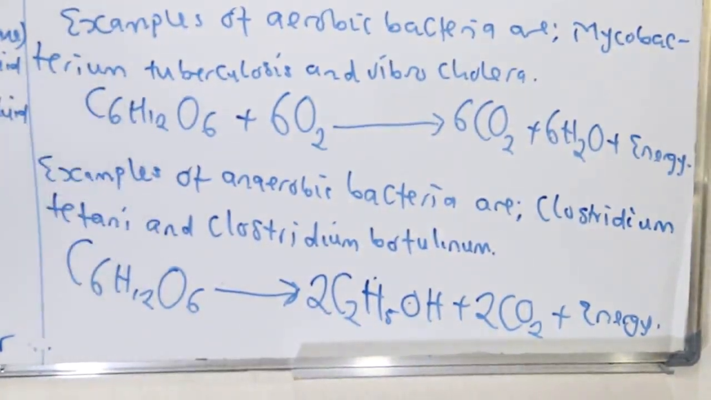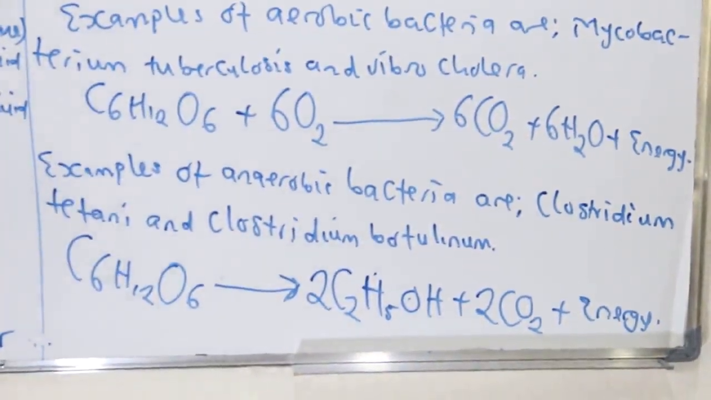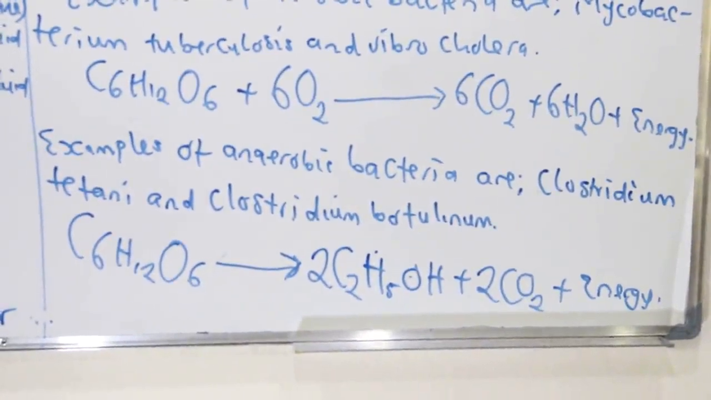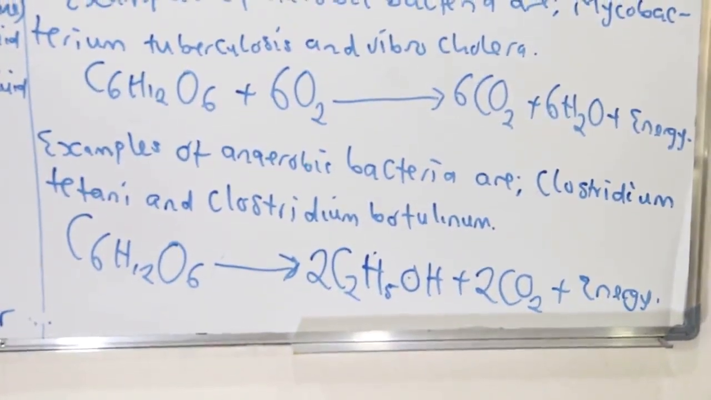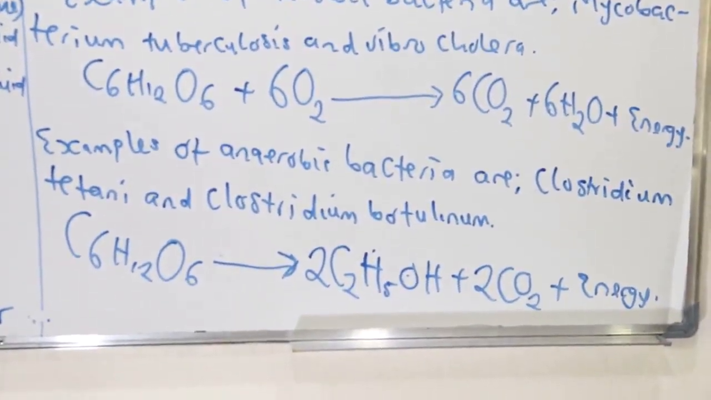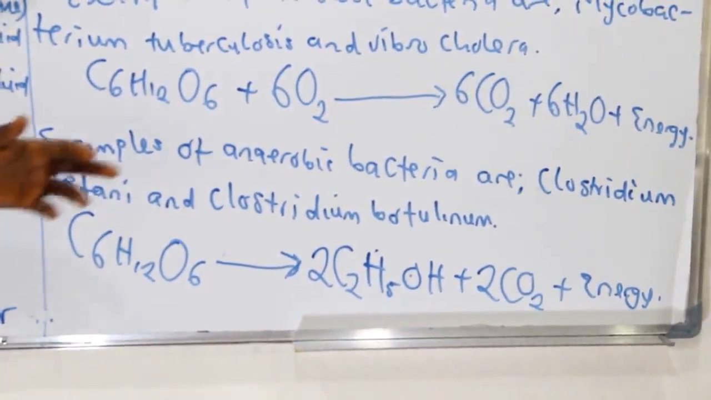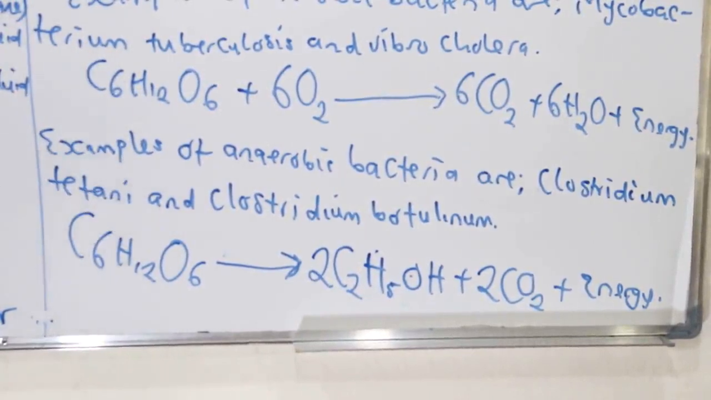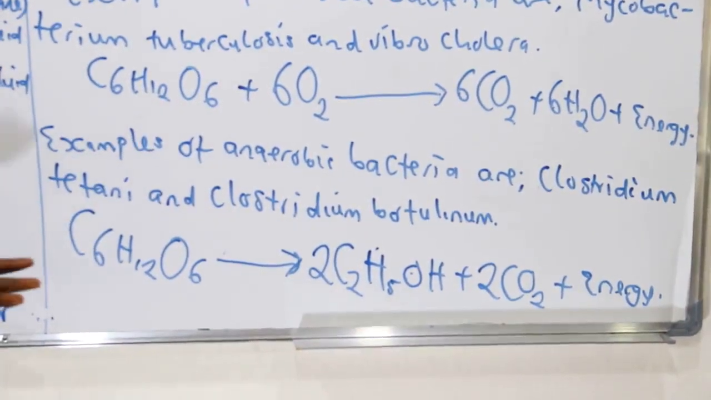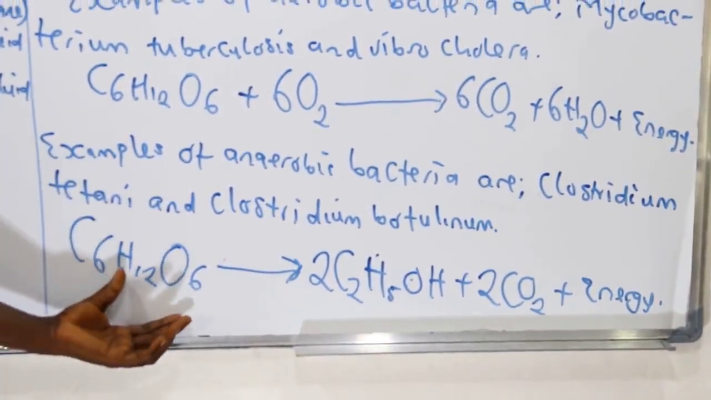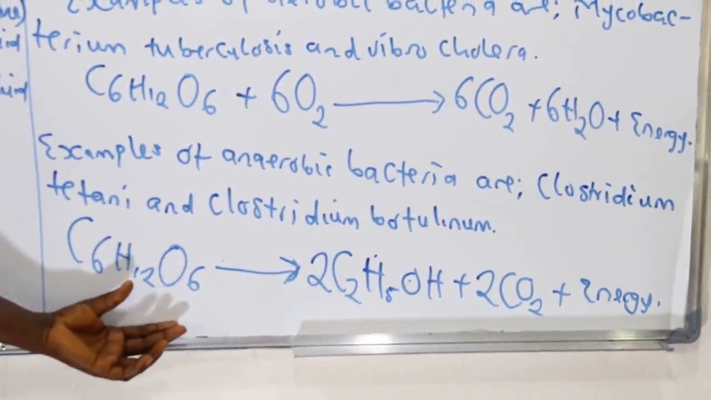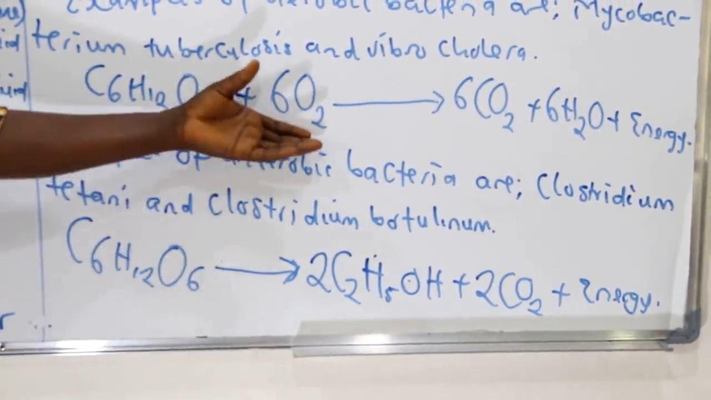Then the next one is example of anaerobic bacteria. These are bacteria that do not require oxygen for their respiration, so they respire in the absence of oxygen. An example, we have Clostridium tetani, that's the normal tetanus bacteria. And then you see here that you only have your glucose because they don't require oxygen for their respiration. You only have glucose, the oxygen is absent.